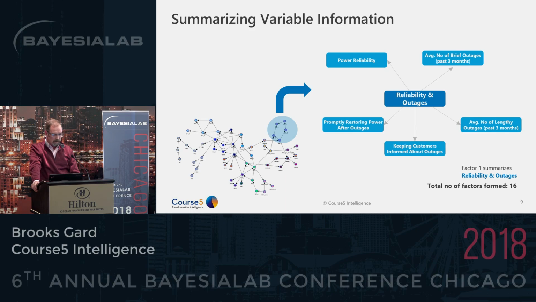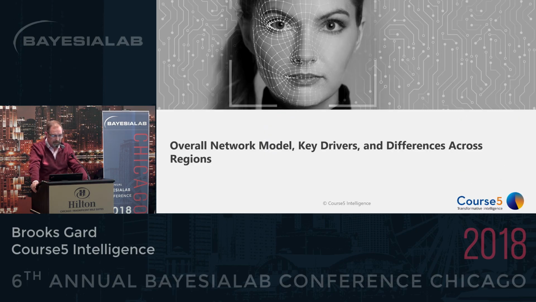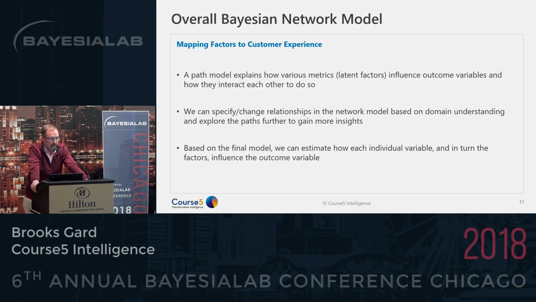Okay, so now what we did is we built a path model to explain how the various latent factors influence the outcome variables. We can specify and change the relationships, as I mentioned before, based on our domain understanding and working with our clients. And based on the final model, we can estimate how each individual variable, and in turn the factors, influence our outcome variable, which is customer experience.